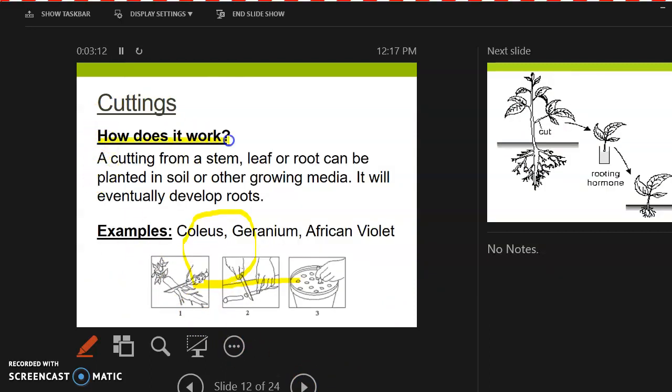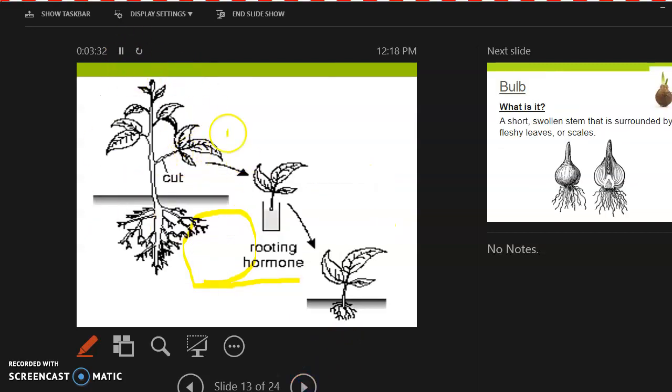So how do cuttings work? A cutting from a stem, a leaf, or a root can be planted in the soil or other growing media. Okay. And it'll eventually develop roots. This is not going to happen overnight. It's going to take some time to do. Okay, so examples are coleus, geraniums, and African violets. So you take your cutting, you put it in some rooting hormone, and then it will grow a new plant.